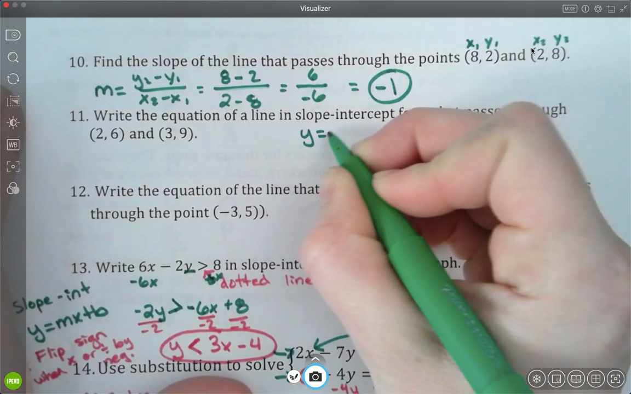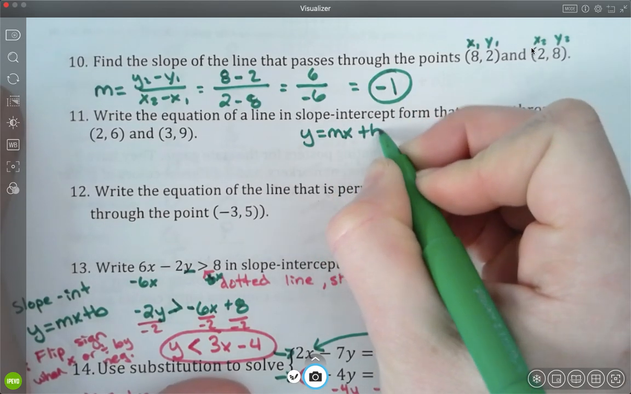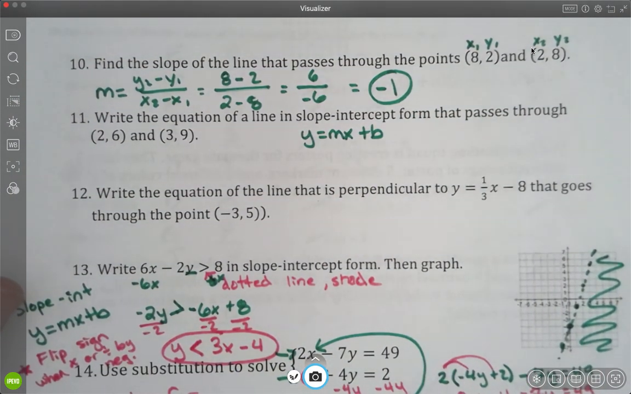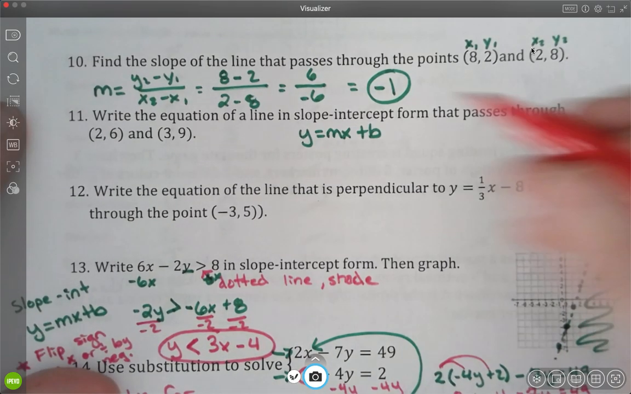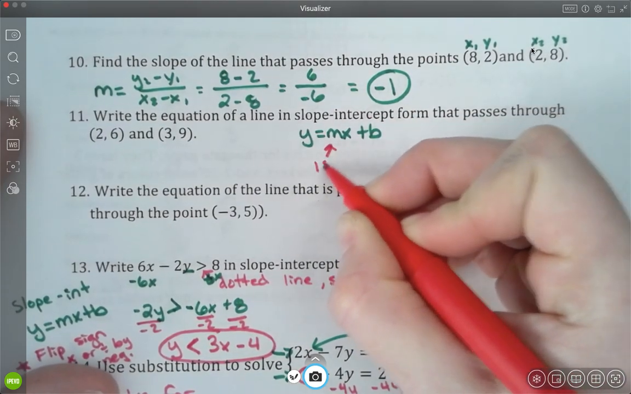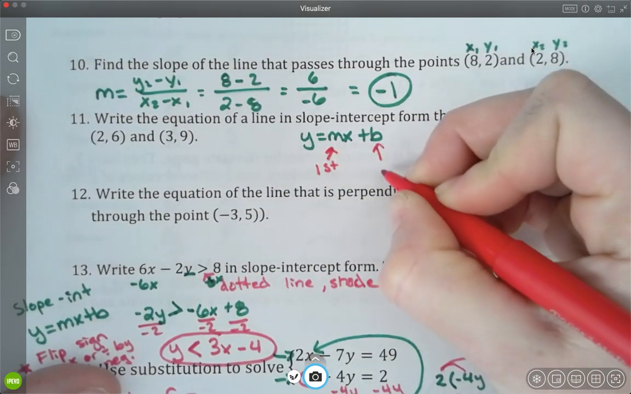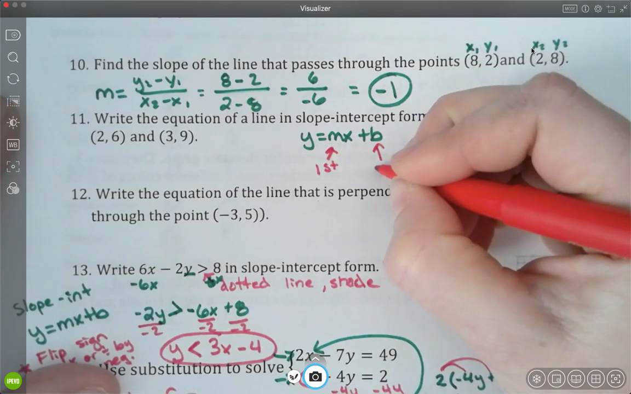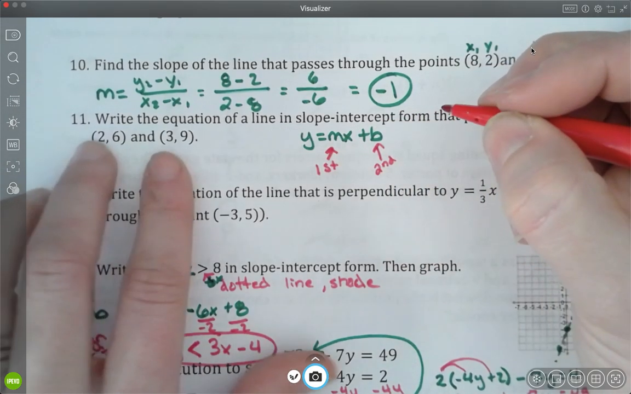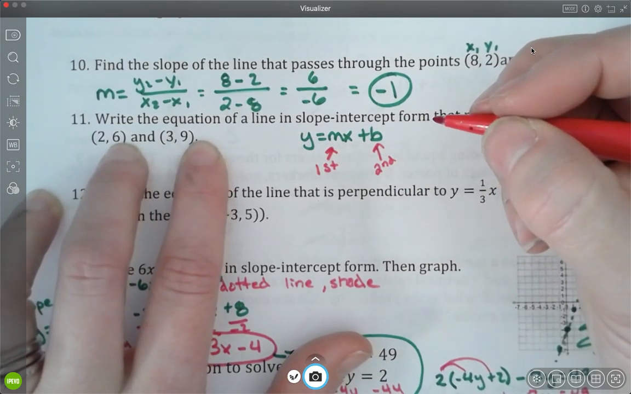Okay, so let's gather our thoughts here. y equals mx plus b. That's what we want. Which one do we find first? Or what do we find first? The slope. So m comes first, and then after that we have to find x and b. No, we already know what x is. Oh, b. We have 2 x's. We have 2 and 3 as my x's, and 6 and 9 as my y's.